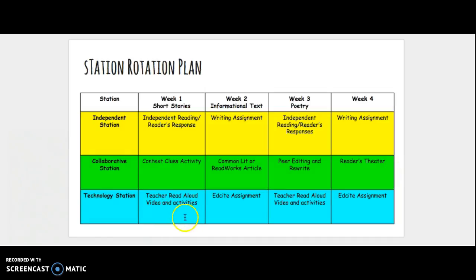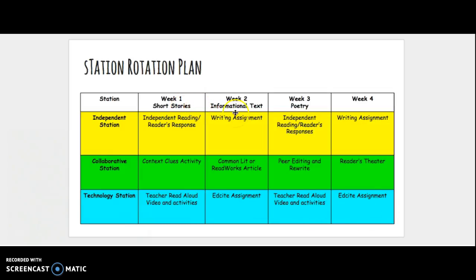And for technology station, which is what I'm going to show you, and this is how I made it blended. The first week there in technology station is going to be teacher read aloud video and activities, then Ed Puzzle assignment, and they go back to those 2.